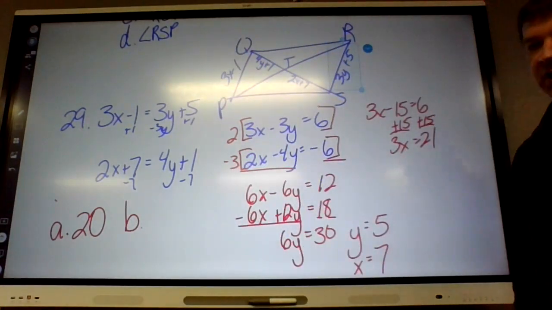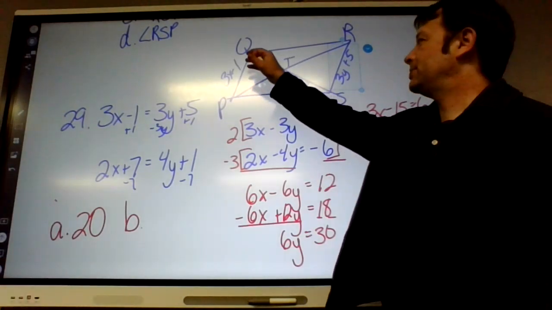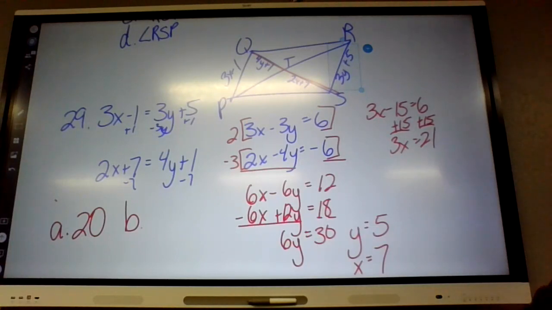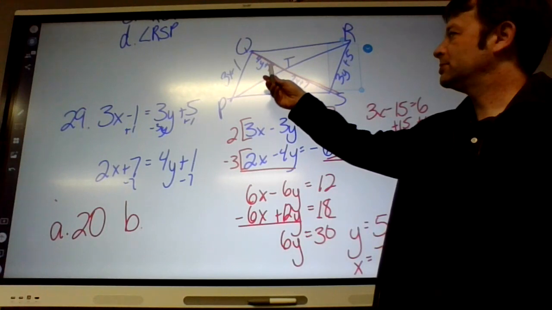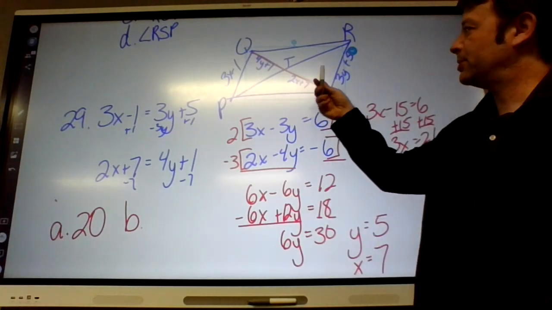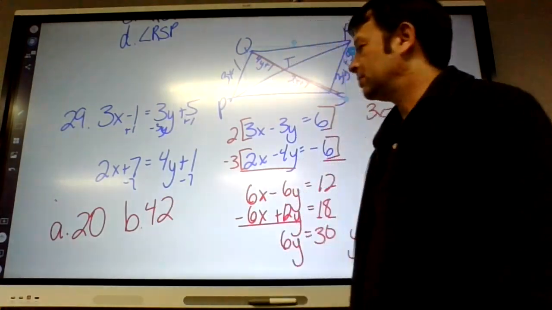And B is asking for QS. So how could I do QS? Plug in y. 4 times 5 plus 1 is 21. So if this is 21, guess what that is? It's going to be 21. So 21 plus 21 is 42.